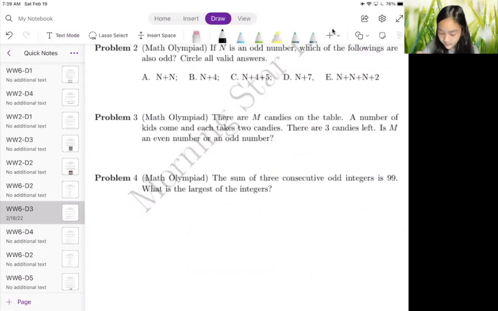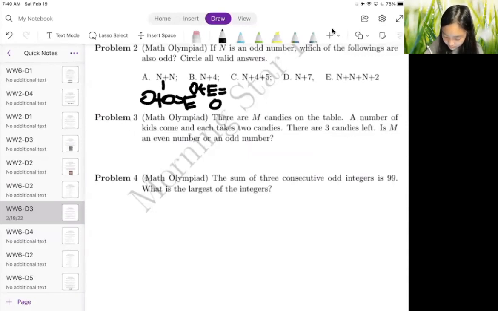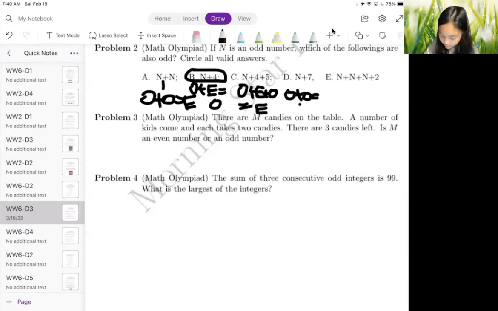Problem 2. If n is an odd number, which of the following are also odd? Circle all valid answers. A is n plus n, and so n plus n is odd plus odd, and this equals even. B is n plus 4, and since n is odd, then it's odd plus even, and this equals odd, so B is odd. C is n plus 4 plus 5, and n is odd, so odd plus even plus odd, and this should equal even. D is n plus 7, and that's odd plus odd, that should equal even. And E is n plus n plus n plus 2, and that's odd plus odd plus odd plus even, and that should equal odd. So you should have circled B and E.